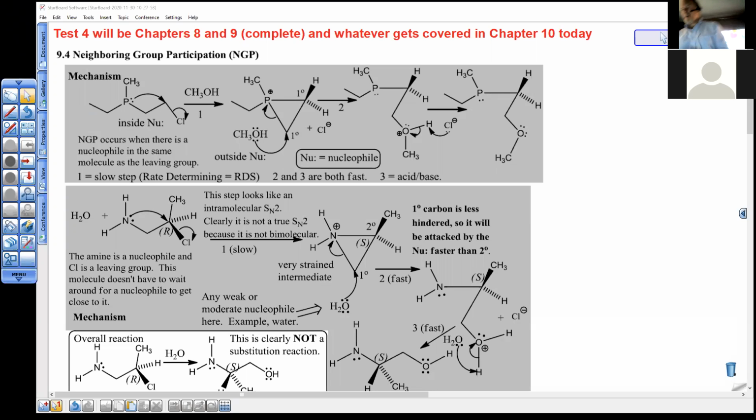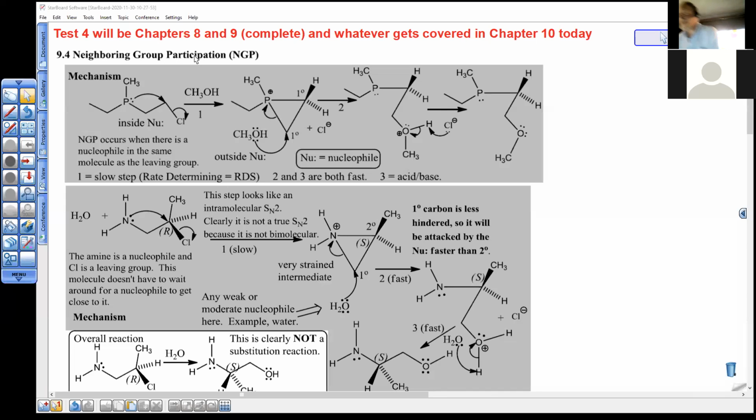Little opening comment. Test 4 is next Monday, and it looks like we're going to make it out of Chapters 8 and 9, and whatever we get covered in 10 today. But before we can get to that, we have to finish Chapter 9. We have one segment left, and it's called Neighboring Group Participation.